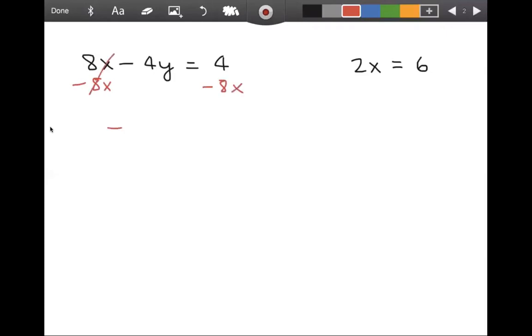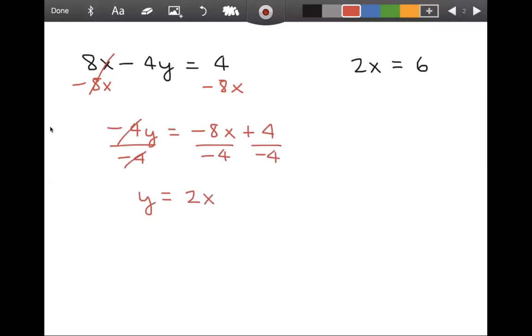So that's going to give me negative 4y equals negative 8x plus 4. And then in the next step, I'm trying to get that negative 4 off the y. So I'm going to divide every term by negative 4. And I'm going to end up with y equals negative 8 divided by negative 4, which is positive 2x, and then 4 divided by negative 4 is negative 1. So the standard form of this equation is y equals 2x minus 1.